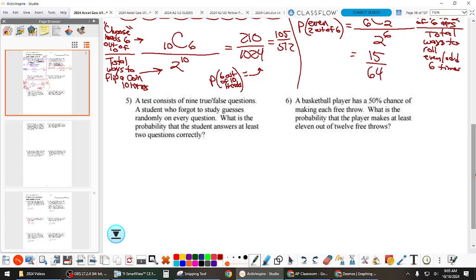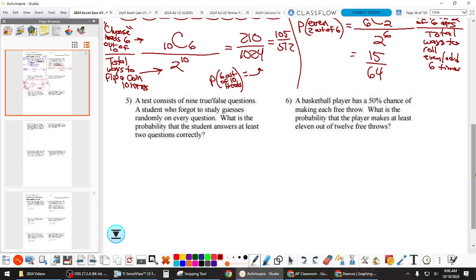Anyway, what is the probability that the student answers at least 2 questions correctly? What does it say before the 2? At least, which means what options would satisfy this question? He gets them all right. 2, 3, 4, 5, 6, 7, 8, or 9. All of them, right? Everybody follow? Okay.